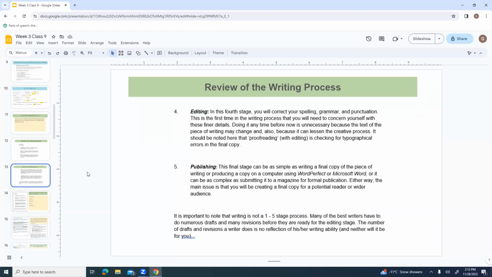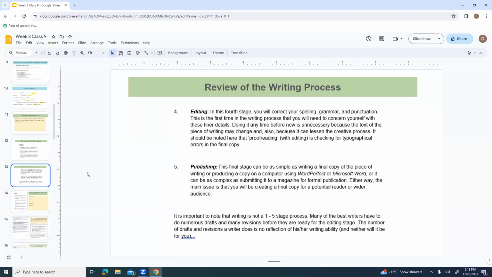Proofreading is checking for typographical errors in the final copy. That's kind of this stage where you're just kind of polishing up the little details, right? And then publishing is the final copy. Sometimes it might be you writing it over good in handwriting, it might be you typing, it might be you sending it into a publication, sending it to me.